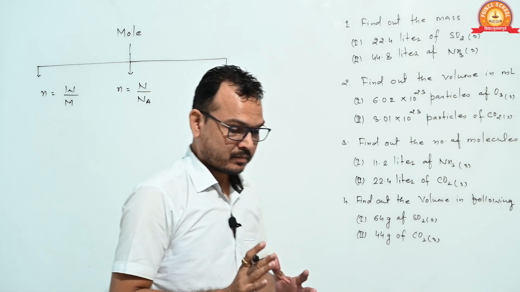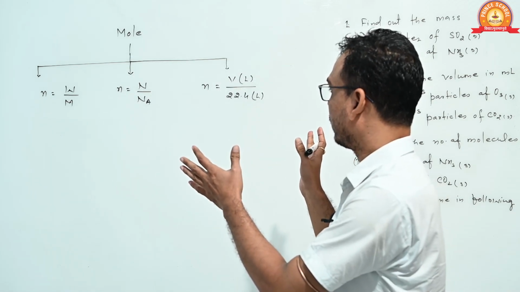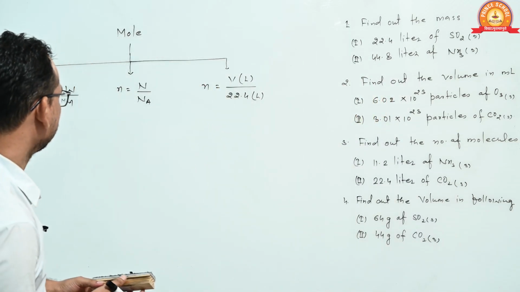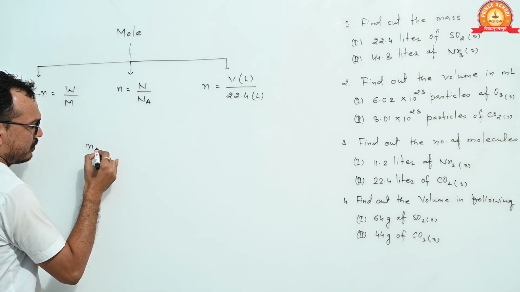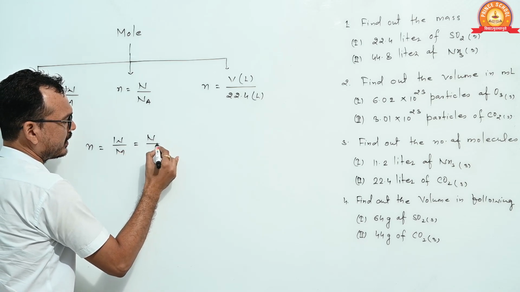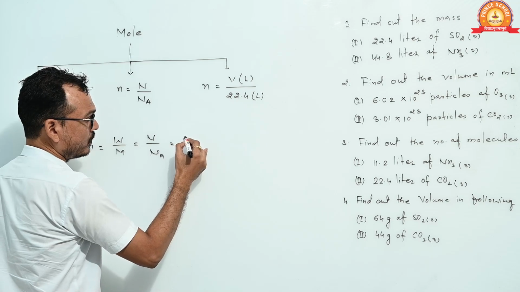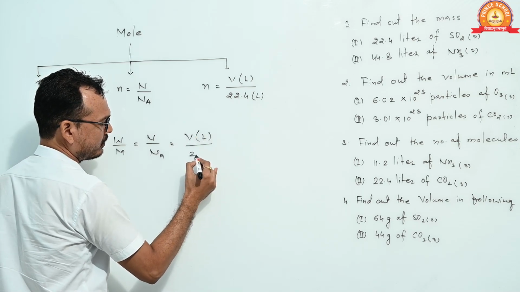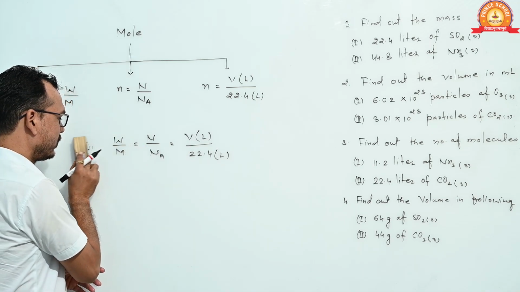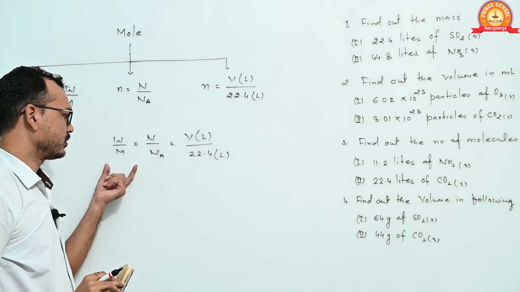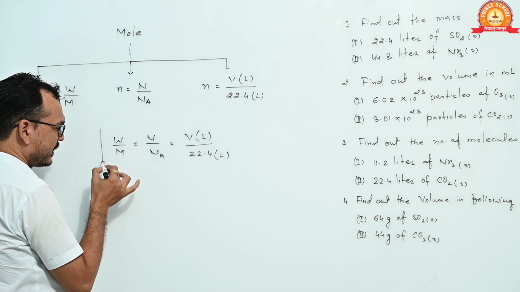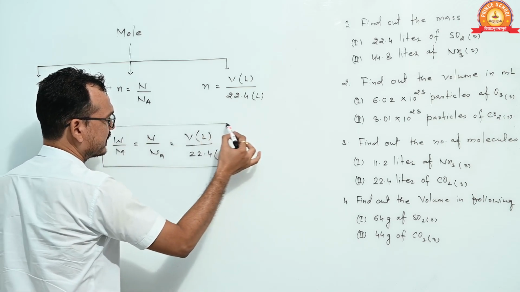Is that clear? Now what you have to do is mix all three formulas of mole. So we can write it: number of moles n is equal to W upon M is equal to N upon Na is equal to V liter divided by 22.4 liter. Is that clear? These are all the formulas of mole. By using all three formulas we can easily calculate the number of moles. And now you have mixed these three formulas.